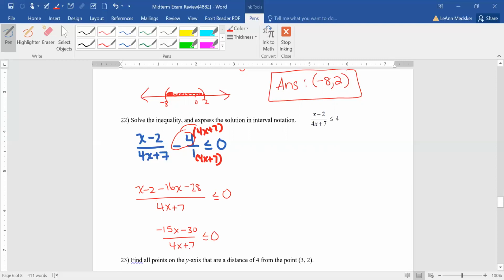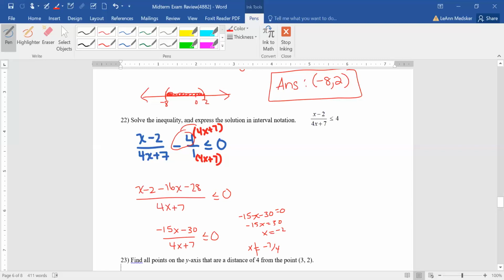You want to find what makes both of these equal 0. So you may have to solve it on the side just to figure out what those are. So this is negative 15x equals 30, so x equals negative 2. The bottom one's a little easier. It's negative 7 over 4, except we really don't want to equal that. That would make us divide by 0. That's undefined, but it is still a value where we would have either a 0 or an undefined. We consider both of those when we break up our number line.